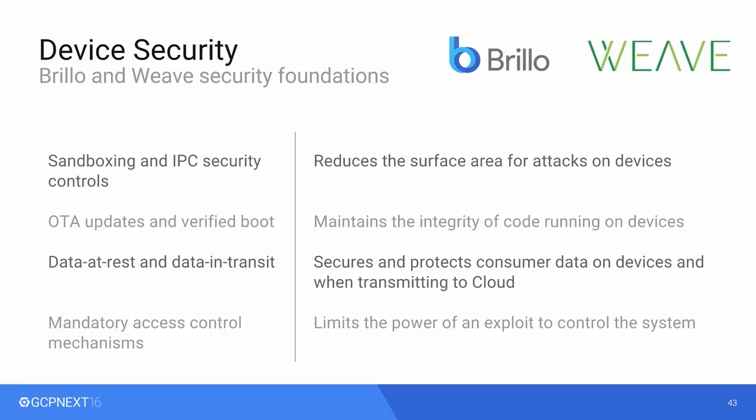On the device side, you've heard a bit about Brillo and Weave. Device security needs to be built into the fundamental systems and technologies you're choosing. Sandboxing allows the protection of one process from another. Over-the-air updates and verified boots make sure that you're running secure code and are always able to push out the latest secure versions. Keeping user data secure on the device and in transit to the cloud is very important for consumer applications as well as commercial applications. And finally, using secure Linux technologies such as mandatory access controls limits the power of any exploit from doing more damage in taking control of the device.